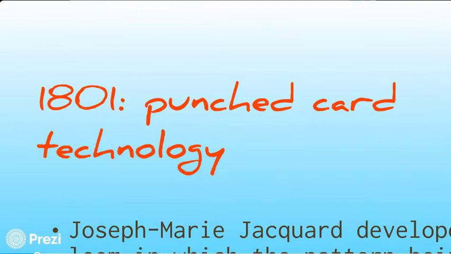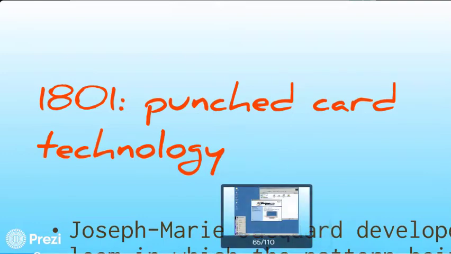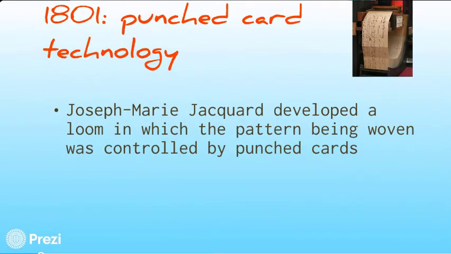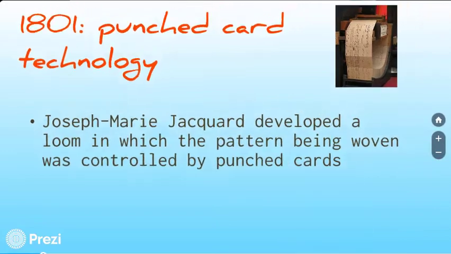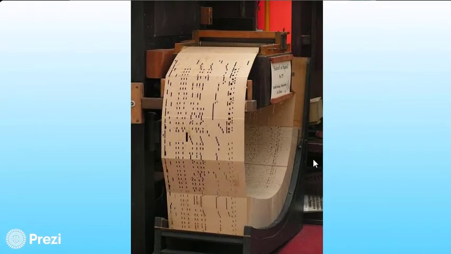And next one is in 1801, where punch card technology started, and it was made possible by Joseph Marie Jacquard. I don't really know how to pronounce this properly, but Joseph Marie developed a loom in which the pattern being woven was controlled by punch cards. So this is the punch card.